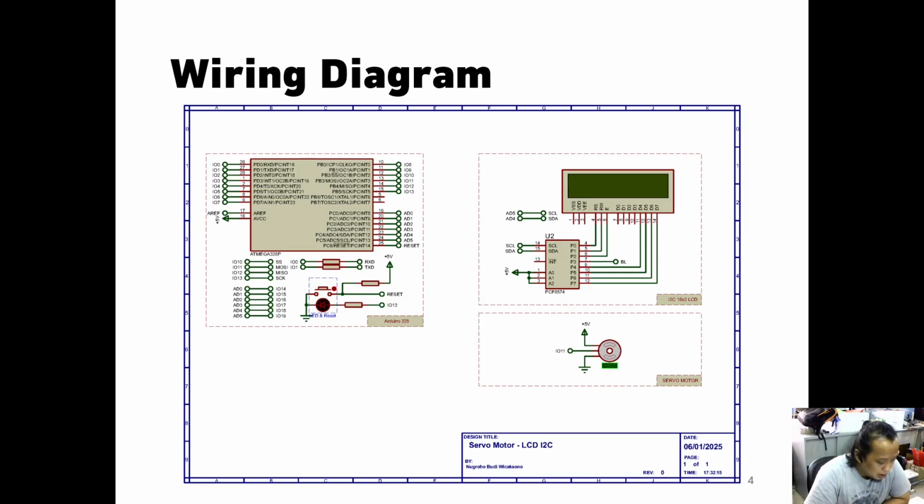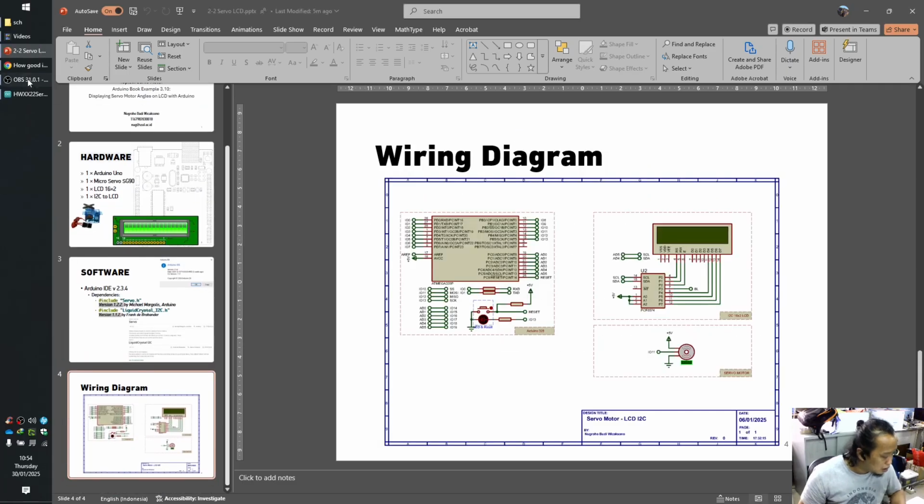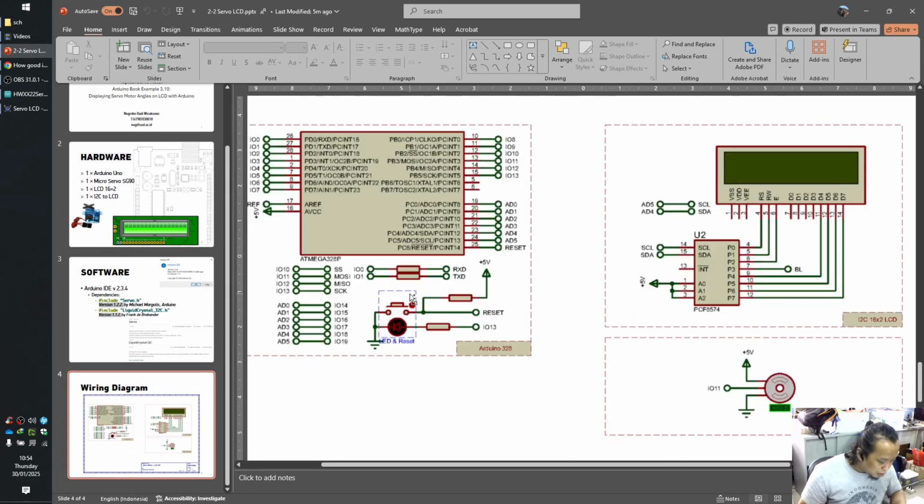After the servo motor presentation before, I want to explain about the experiment that I've already done. So this is the wiring diagram. This is the minimum system of Arduino. It has a crystal and so on. This is the reset button. This is the LED that is connected to Arduino pin 13.